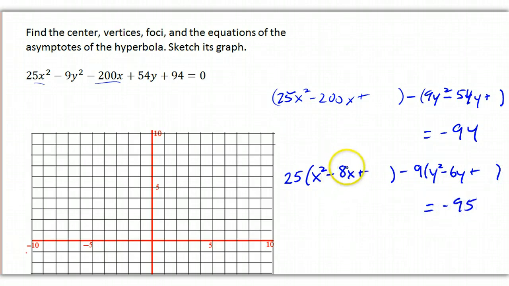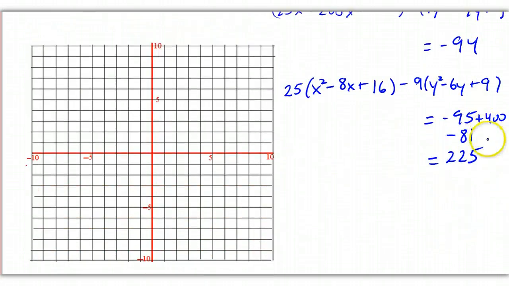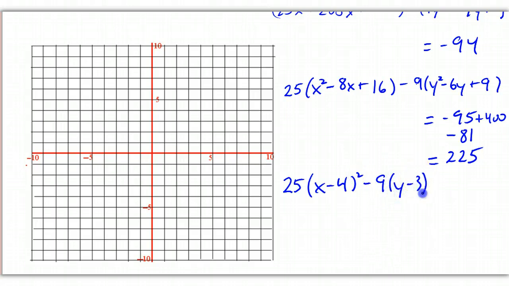So I'm going to take half of 8, 4, square it, 16, and add that to both sides. So I get 25 times 16. I'm adding a 400 over here. Now I'm going to take half of 6, 3, square it, 9. I'm adding a 9 times negative 9, which is negative 81. And all of this, believe it or not, equals 225. So here's what we have. 25 times x minus 4 squared minus 9 times y minus 3 squared equals 225.